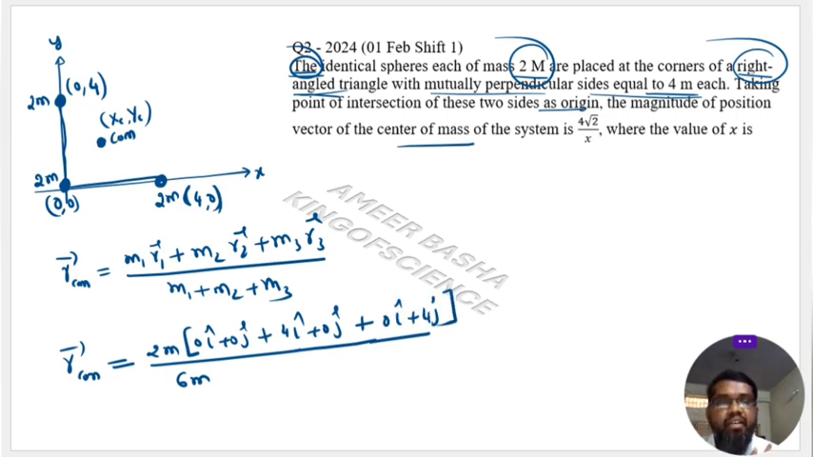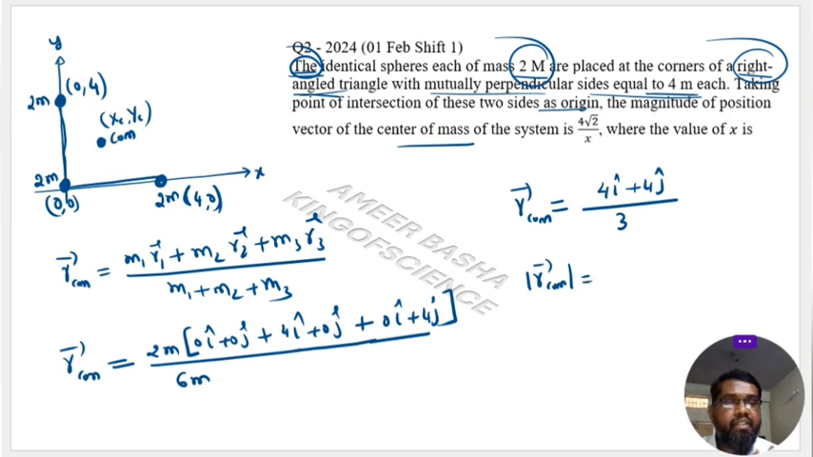So finally, the position of the center of mass will be here. In the denominator, the mass cancels, and by 3 it will come here. In the numerator it will be 4i + 4j. I want the magnitude of this. The magnitude will be 4 by 3 as usual, times the square root of 1 + 1, which comes out to be root 2. So 4 root 2 divided by 3, and they are asking for this x value. We got this x value as 3.